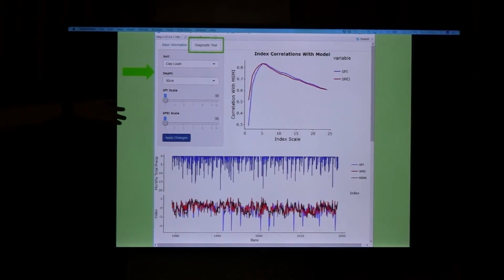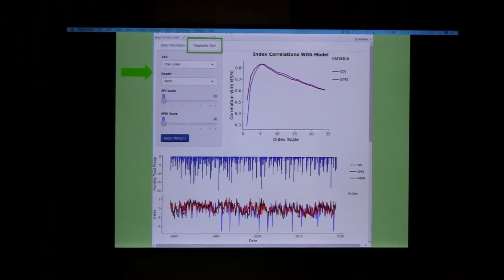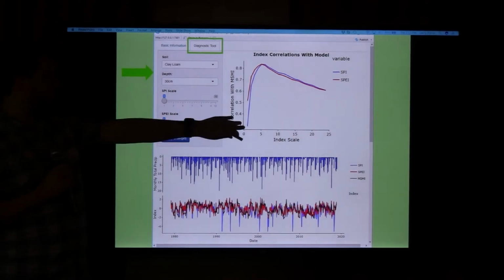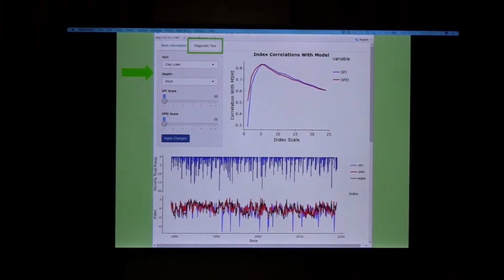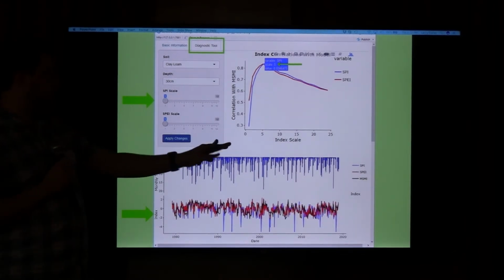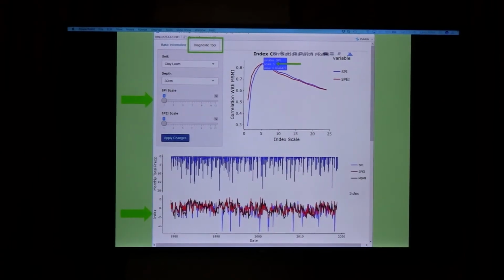We're developing an app that will display all of this stuff. Hopefully be ready by November, December. The general idea is that you'll log on, you'll put in your soil type and choose a depth of interest. Then you'll associate this graph here that I was showing before, where it'll show all the different index scales that are available and how well different drought indices are correlating with our model.